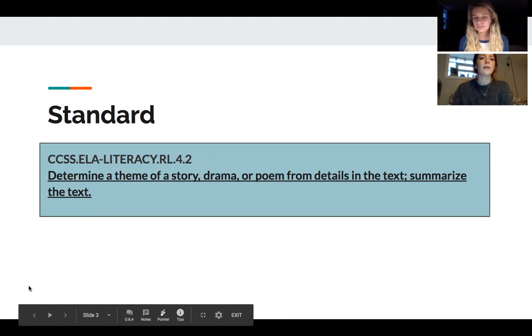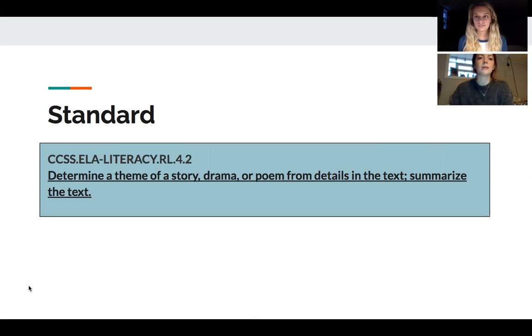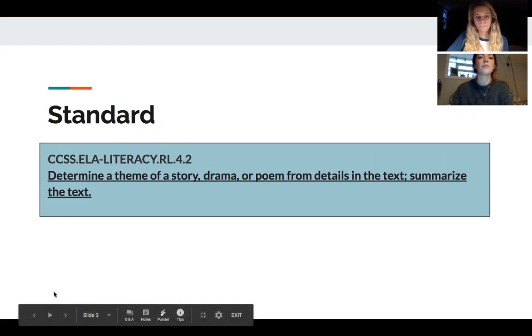The standard that we use for our learning segment is determine a theme of a story, drama, or poem from details in the text, summarize the text. And the standard is for reading literature at the fourth grade level.